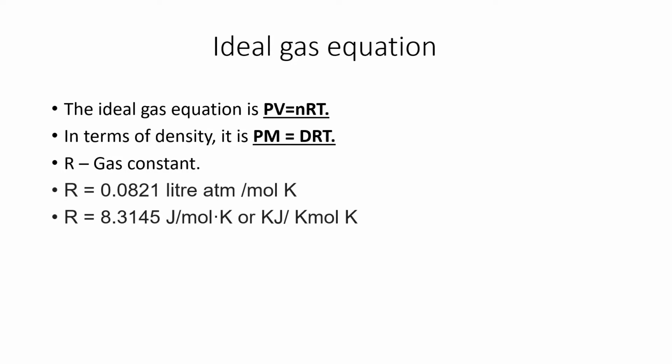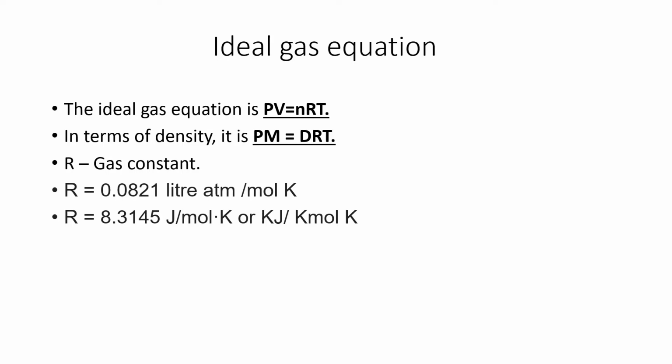Okay, so we have the different forms of the ideal gas equation. If you replace the number of moles with the weight by molecular weight, and then the weight by volume as density, we have P into m equals dRT, where m is the molecular weight of the gas and d is the density. And here R is the gas constant.